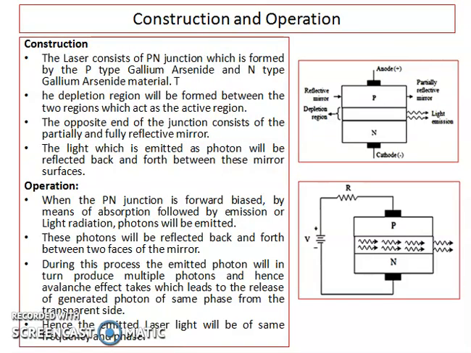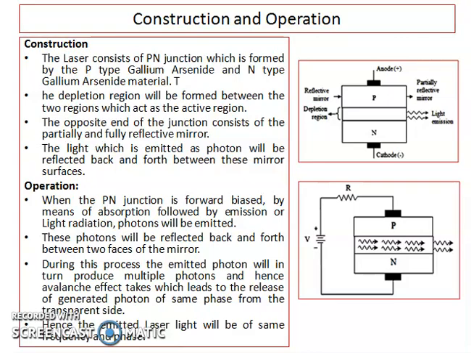Next we will see the construction and operations. Construction. The laser consists of a PN junction which is formed by the P-type gallium arsenide and N-type gallium arsenide material. The depletion region will be formed between the two regions, which acts as the active region. The opposite ends of the junction consist of partially and fully reflective mirrors as shown in the diagram. The light which is emitted as photons will be reflected back and forth between these mirror surfaces.